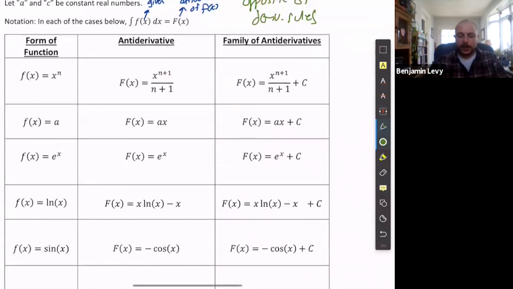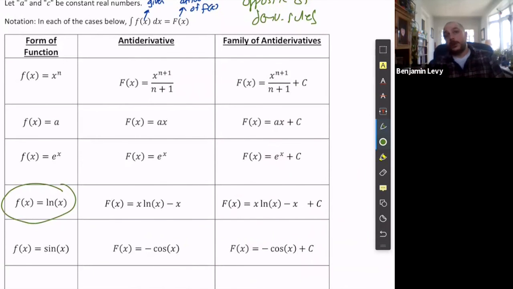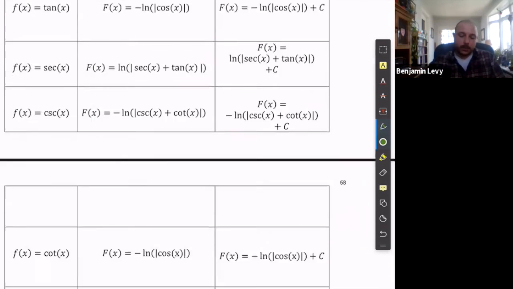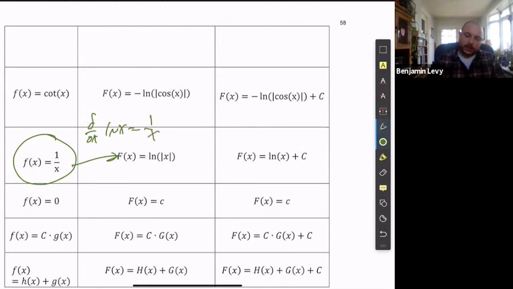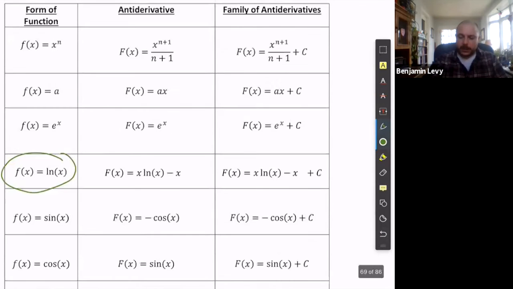Now, some of them are a little funky, like ln, because when you think about the derivative of ln, it becomes 1 over x. And so we have that rule right here, right? Because we know when we differentiate ln, we get 1 over x. And so we're doing the opposite here. When you integrate 1 over x, you get ln. So that's different than the ln rule. This ln rule, and I would say this rule doesn't come up a ton.